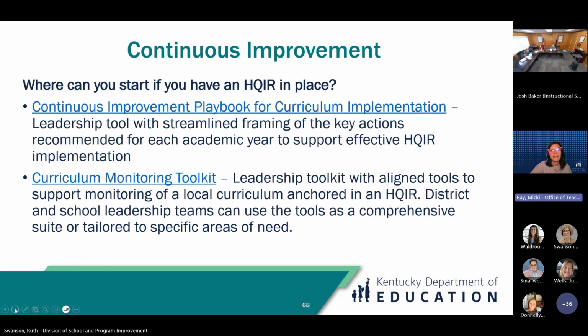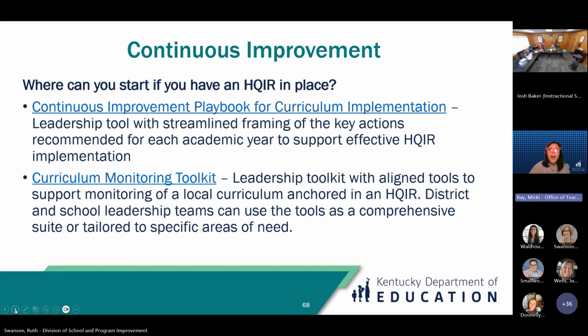On the next slide, I wanted to give you just a place to start because we've provided you with so much rich information today. If you have an HQIR in place, the first bullet there, the continuous improvement playbook for curriculum implementation, takes everything that I've said and gives you a streamlined pathway for the key actions, utilizing the tools that I've just mentioned. So you may want to make a note of that, put a star beside that. I really feel like that's the most helpful tool that I'm sharing in our conversation with you today.